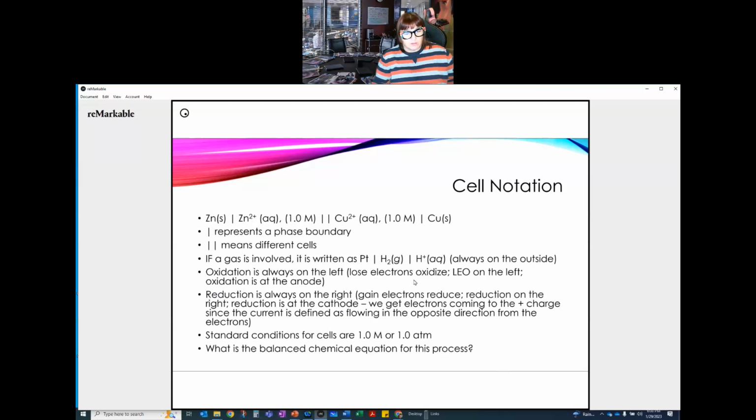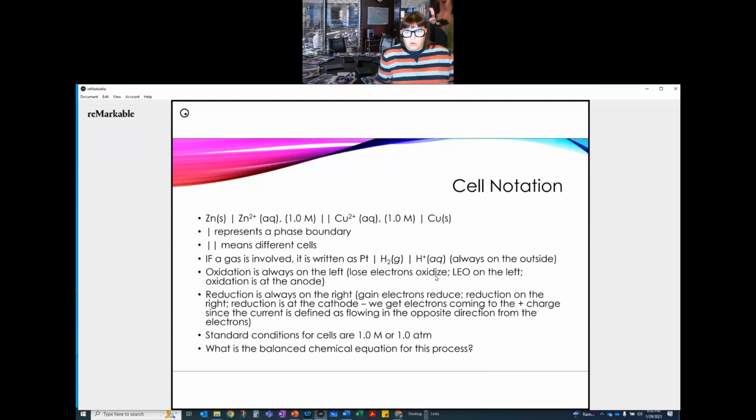Okay, oxidation is always on the left. Lose electrons, oxidize, go on the left. Oxidation is the anode. Reduction is always on the right. Gain electrons, reduce. Reduction on the right. Reduction is at the cathode. We get electrons coming from the plus charge since the current is defined as flowing in the opposite direction from the electrons. Yes. Physics and chemistry can't agree about how it works.